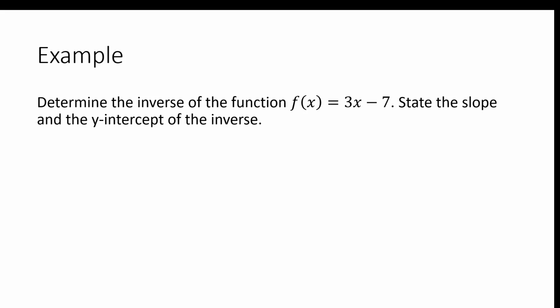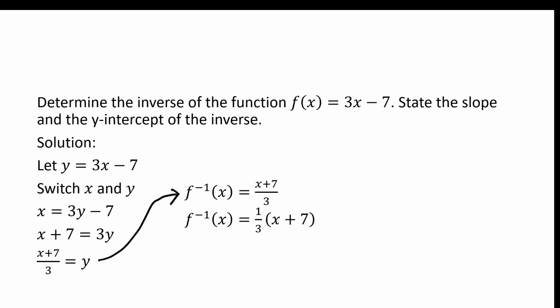So suppose we wanted to know the inverse of this function and we wanted you to state the slope and y-intercept of the inverse. Well, we would simply let y be 3x minus 7. Instead of saying f of x is 3x minus 7, we say y is 3x minus 7. Then we switch x with y, so we'll say x is 3y minus 7. And now we're just going to try and isolate for y. So we're going to add 7 to both sides. x plus 7 is 3y. We're going to divide both sides by 3, and we're going to get our expression.